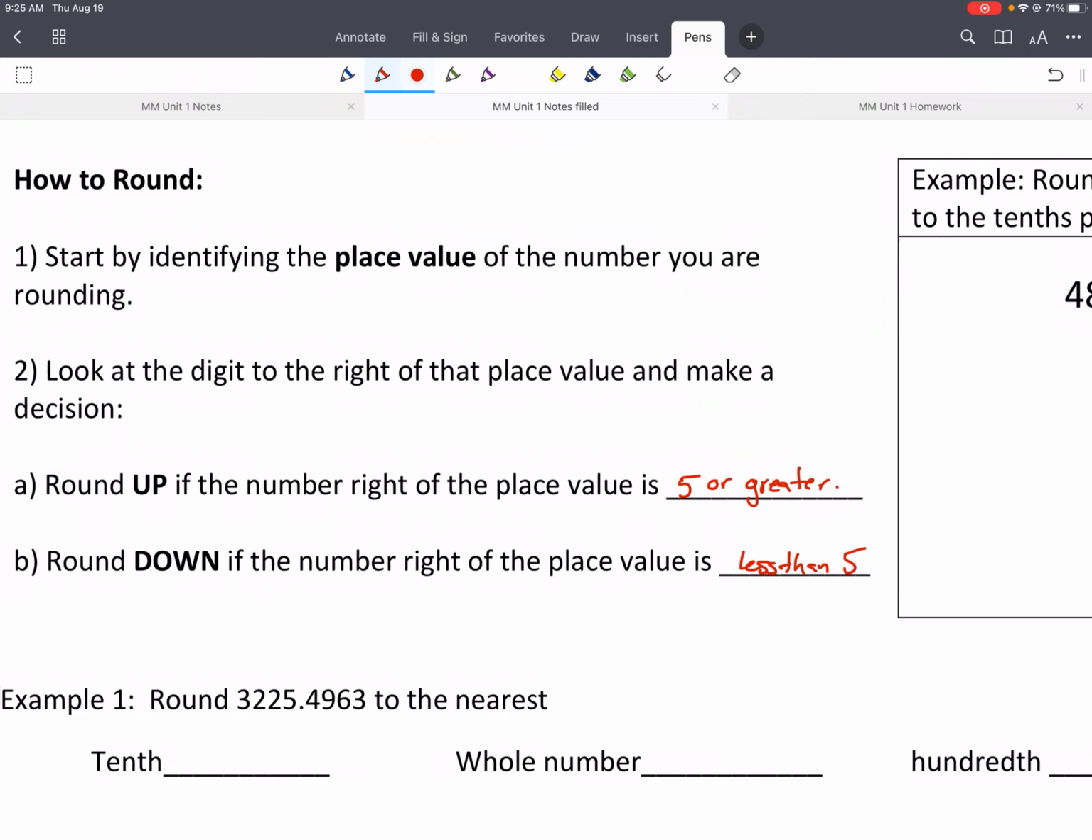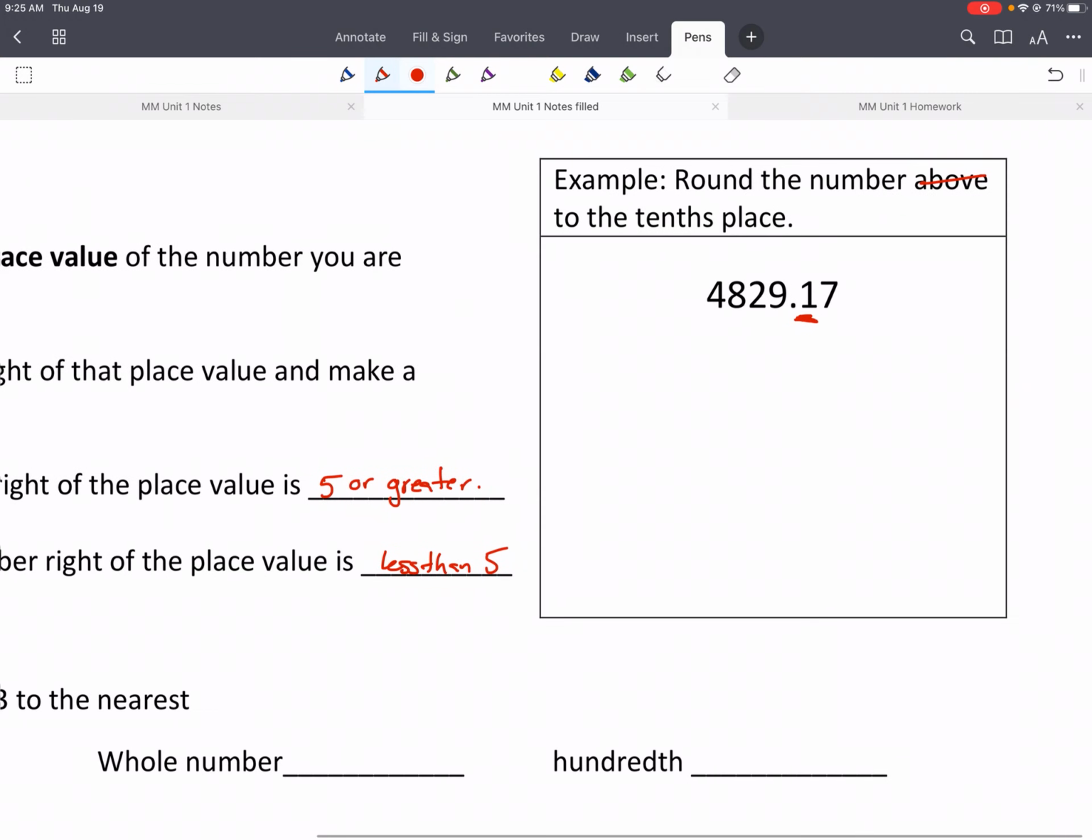Looking at this example, we have our tenths place, which is the 1. We look to the right, and it's a 7. 7 is greater than 5, so we are going to round up to 2. So we'd have 4829.2. If we look at this, is 17 going to be closer to 20 or closer to 10? It's closer to 20, so that's another way to think about it.